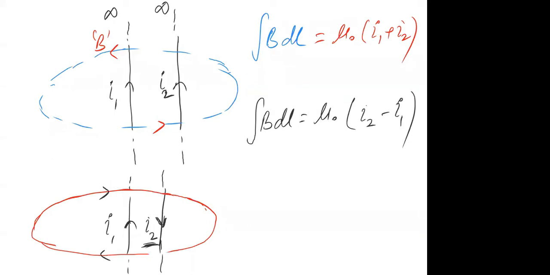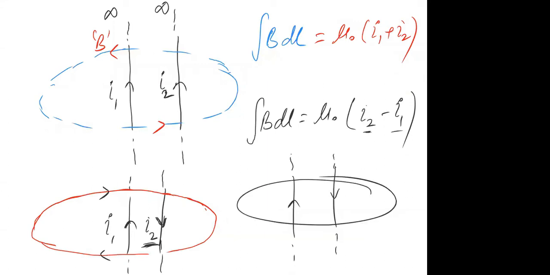Because you have considered this magnetic field of I2 to be dominant over I1, that is why you will be doing this I2 minus I1. If you would have taken this direction to be anti-clockwise instead of clockwise, then you would have taken I1 to be positive and I2 to be negative. It would have become I1 minus I2.